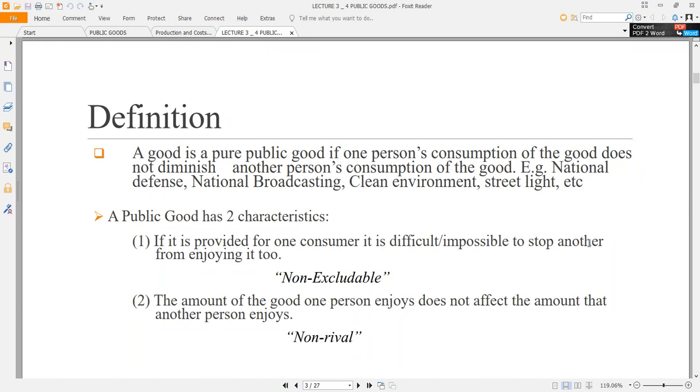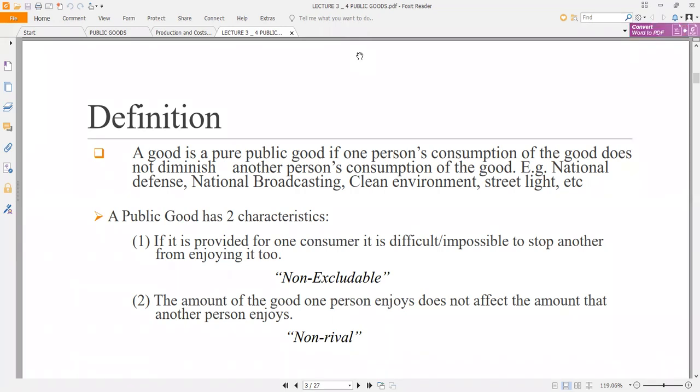Okay, so we say that they are non-rival in consumption. The amount, or even we can say the utility that one person gets from consuming it, doesn't reduce by adding another person. Okay, so that's what we mean by non-rival in consumption. And also the good is non-excludable.